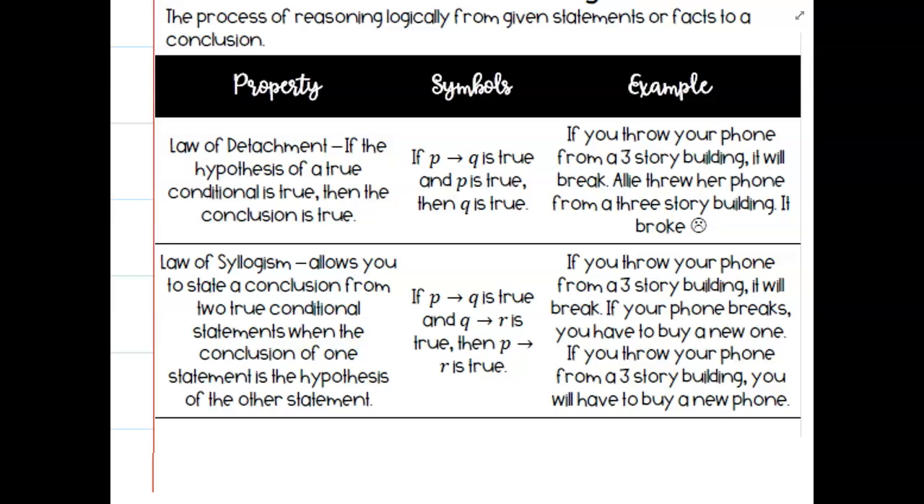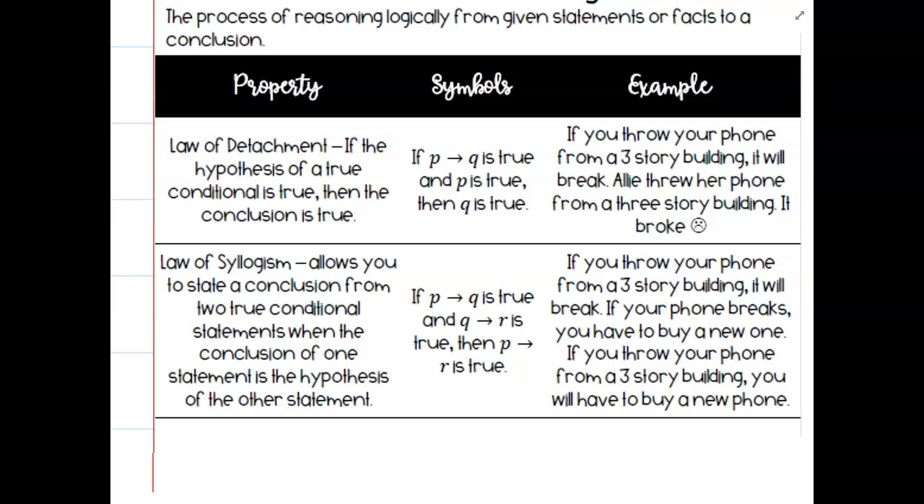So if you have a specific scenario, and you know the hypothesis is true, you can then go ahead and say, okay, well, here's my conclusion. So in symbols, if P, then Q is true, and P is true, then Q has to be true.